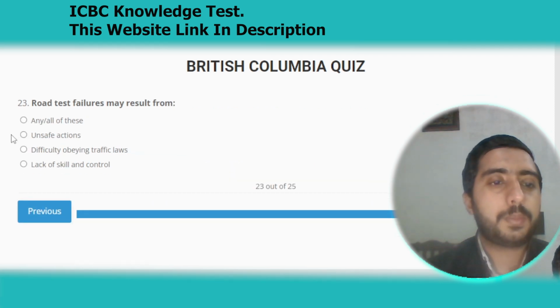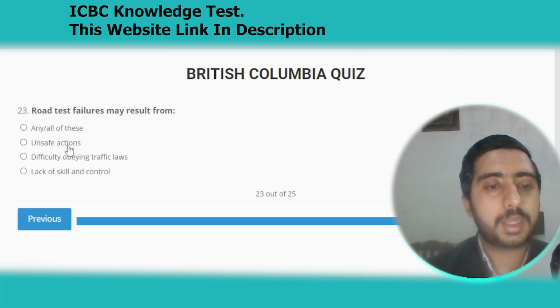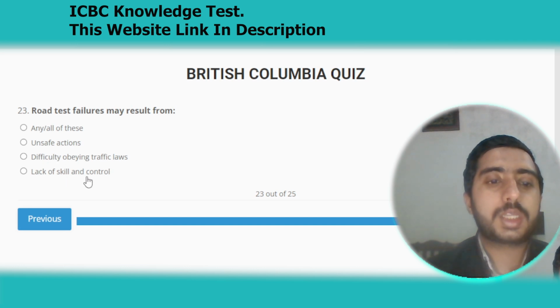Next question, question number 23. Road test failures may result from unsafe actions, difficulty obeying traffic laws, lack of skill and control. All these options are correct.